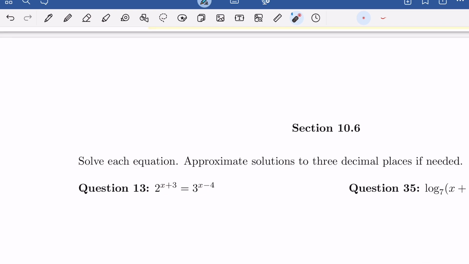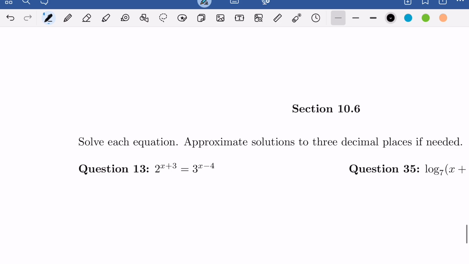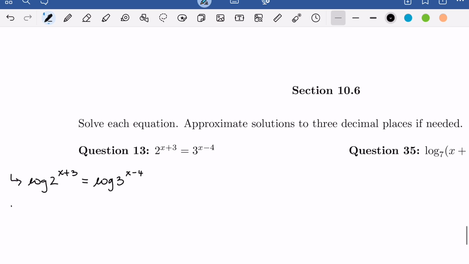So what we can do then to use this property is to take the logarithm of both sides of this equation here. So we're going to take the log of the left-hand side. This is going to give us log of 2 to the x plus 3. And then doing the same thing to the other side of the equation, we're going to have log of 3 to the x minus 4. Now from here, we can use our power rule. So this exponent is going to come down in front of our log. So we're going to have this here, and then similarly on the right-hand side, we'll have this.